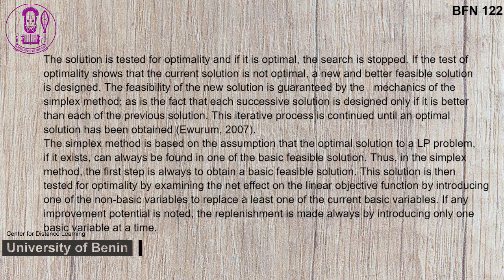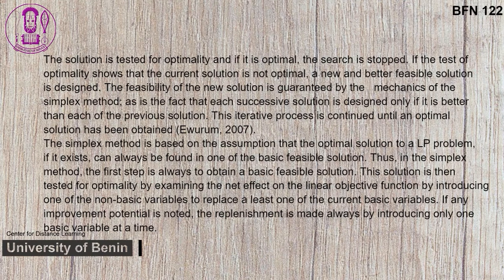If the test of optimality shows that the current solution is not optimal, a new and better feasible solution is designed. The feasibility of the new solution is guaranteed by the mechanics of the simplex method, as is the fact that each successive solution is designed only if it is better than each of the previous solutions. This iterative process is continued until an optimal solution has been obtained.